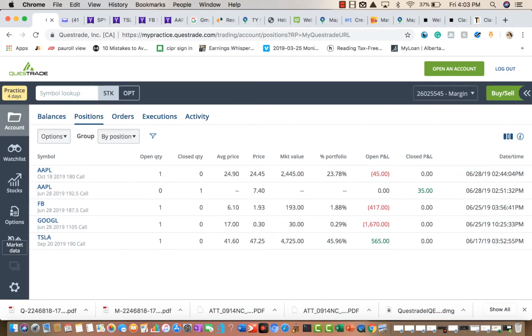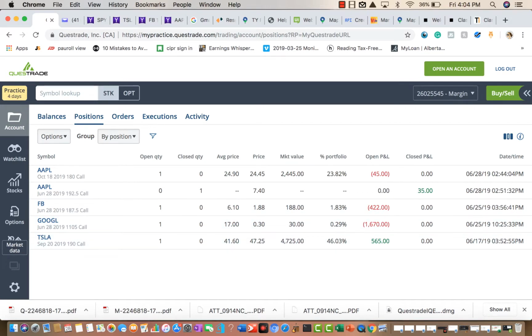Alright, let's go over the next one, price. Price basically refers to the current market value of your option right here. It says 24.45, but since you own 100 shares per contract, you're going to have to multiply this by 100, so it's going to be $2,445. So it shows the actual amount in dollars. And the same goes for the other ones. Like right here, Facebook 189. As you can see, my trade on Facebook was down because I think Facebook went down today.